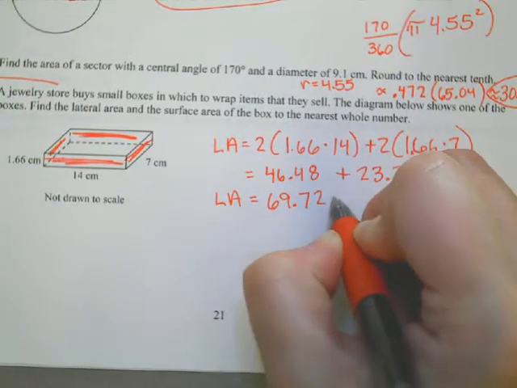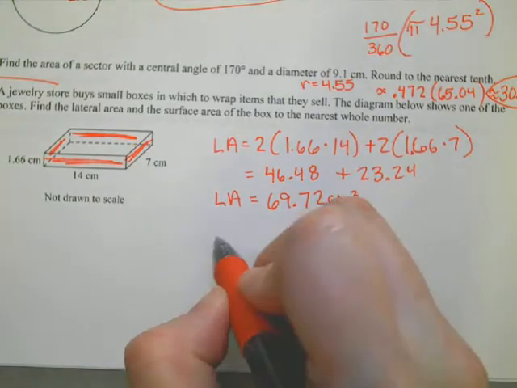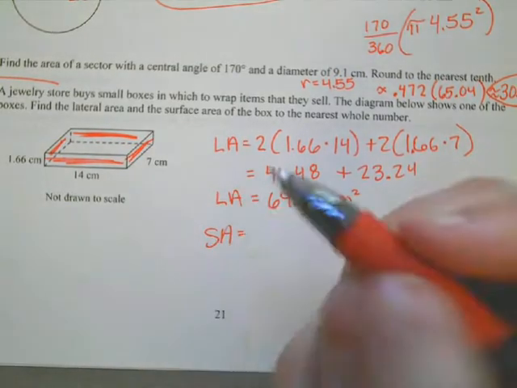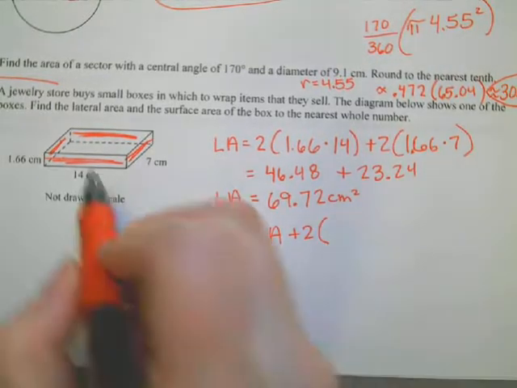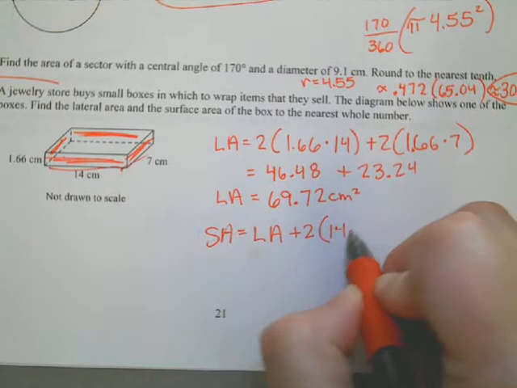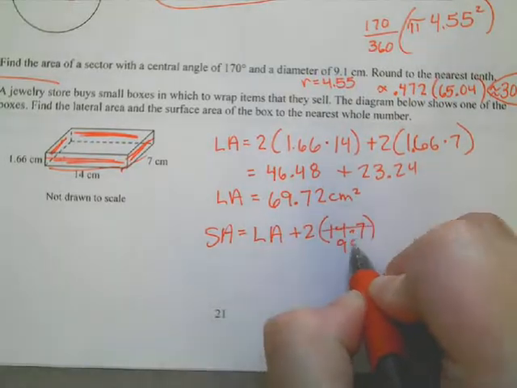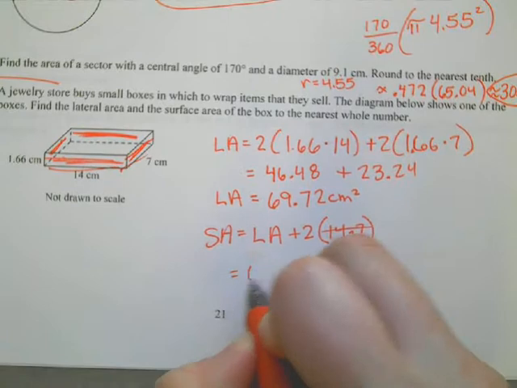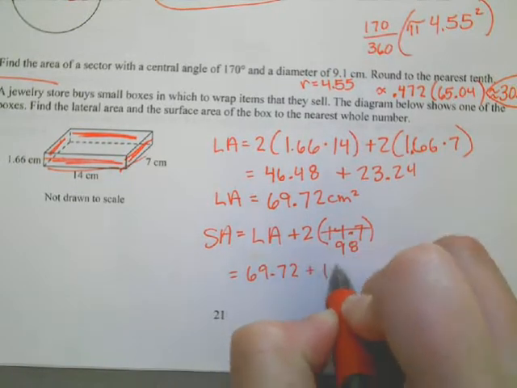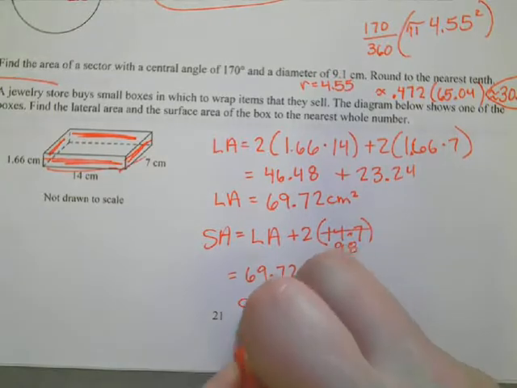And we also need the surface area. Our surface area just adds the top and bottom to the lateral area. The top and the bottom are 14 by 7 rectangles, so 14 times 7 is 98 for the area of the bottom, and we're going to double that because there's also a top. So I have my lateral area, which is 69.72, and I'm adding to that 196, and I'm getting a surface area of 265.72 centimeters squared. Lateral area, surface area.